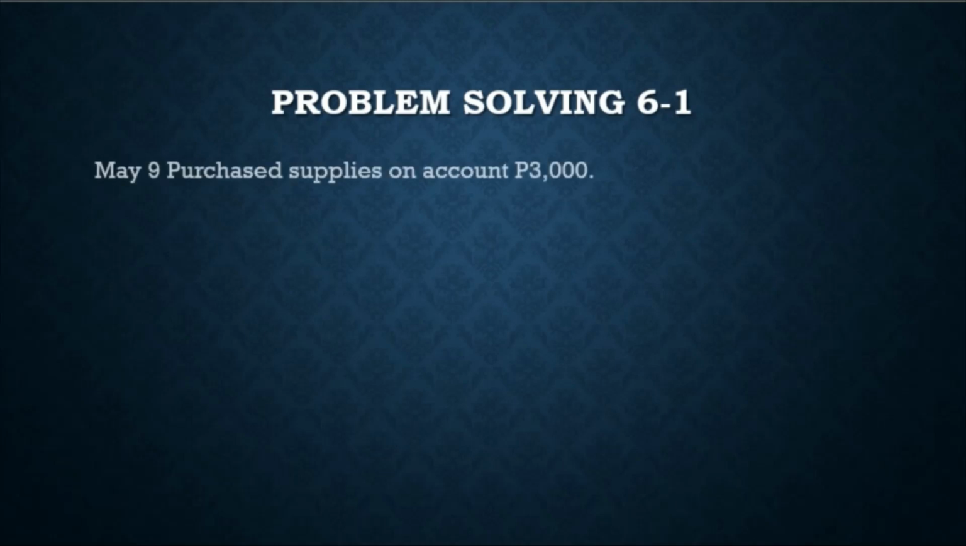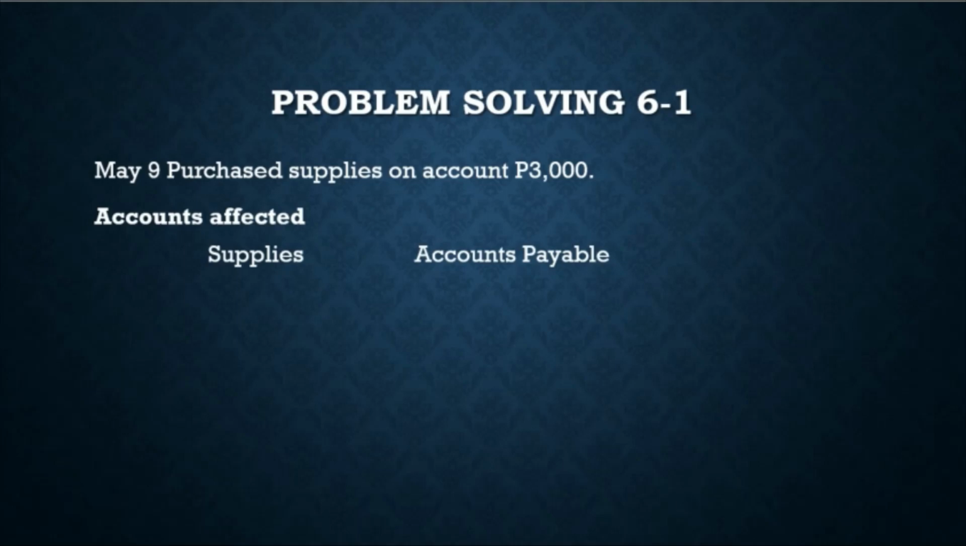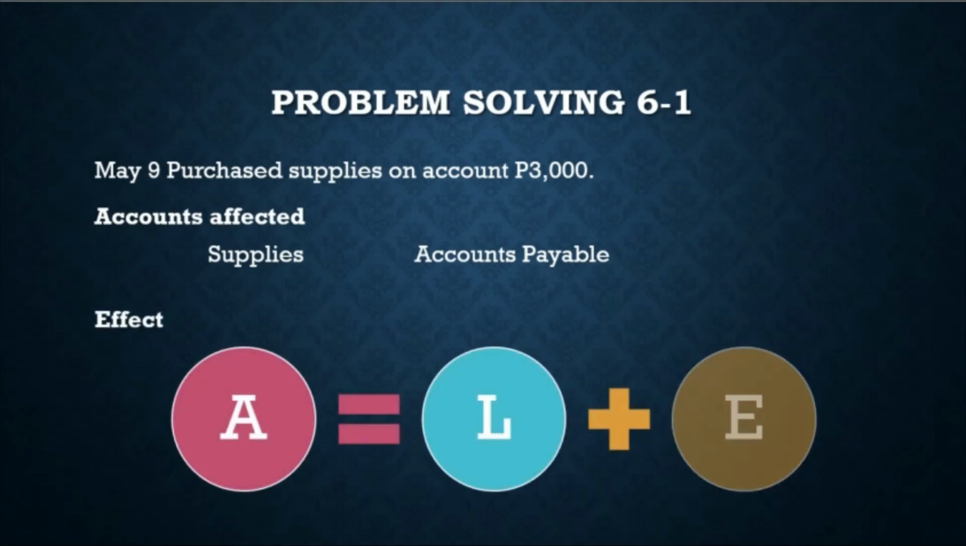So, next naman is May 9, purchased supplies on account amounting to 3,000 pesos. So, yung accounts affected dito, syempre supplies and also accounts payable kasi imbis na cash, umutang muna siya ng supplies para sa kanyang business. Then, yung effect nito sa ating accounting equation, since supplies is asset, then accounts payable is liability, walang effect siya sa ating equity. Since bumili tayo ng supplies, mag-increase ang ating asset, and also mag-increase din ang ating accounts payable kasi umutang tayo para doon sa supplies na binili.